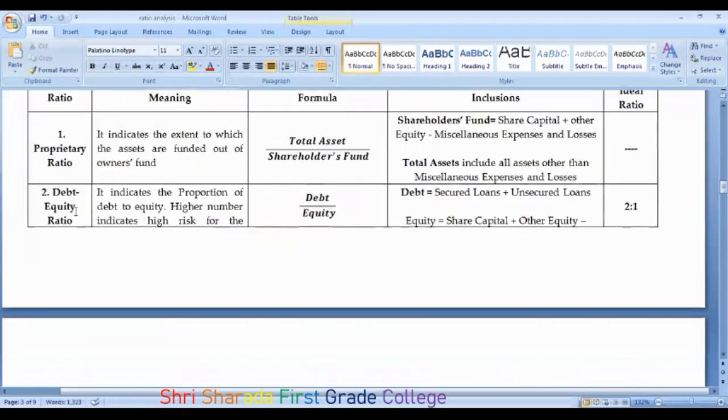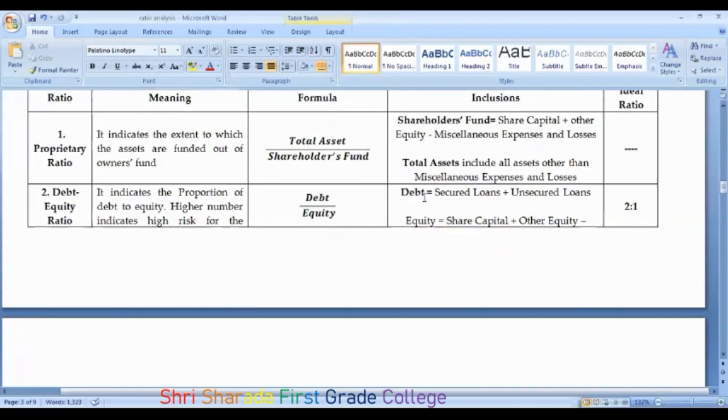Next one is the debt equity ratio. The debt equity ratio indicates the proportion of the debt to equity. So debt will be compared with the equity to find out whether there is any high risk or no risk in the business. A higher number indicates a higher risk for the company. So debt will be compared with the equity.